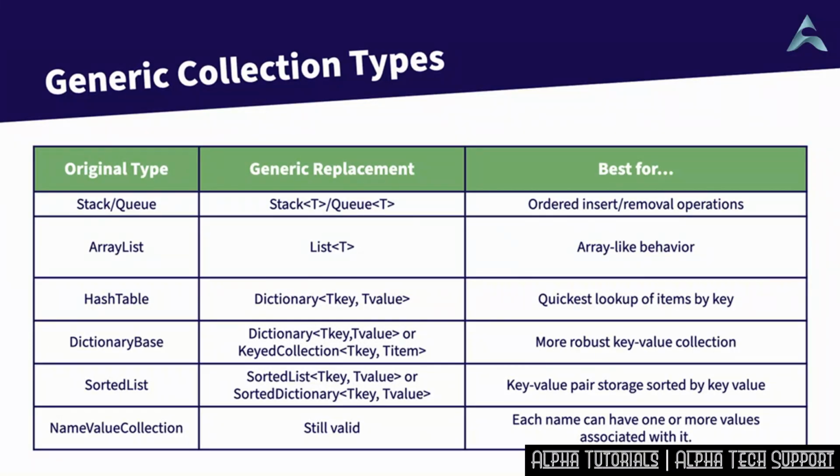And here we see multiple generic types provided. What type is the key and what type is the value? Same thing with dictionary base or sorted list. We have generic versions of sorted list, sorted dictionary. Now the name value collection, because that was all strings, is still valid.